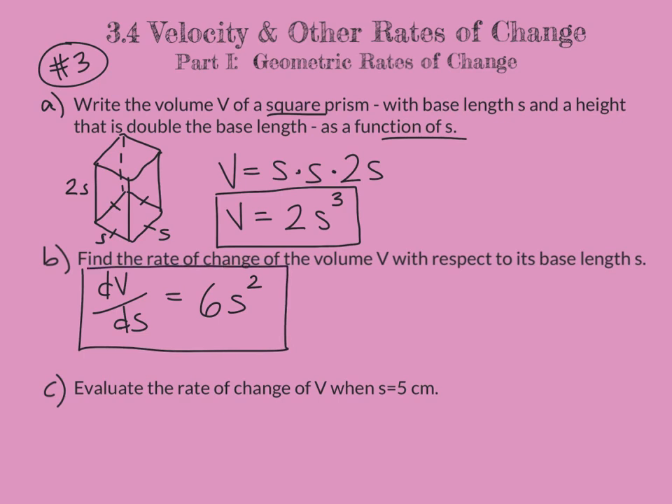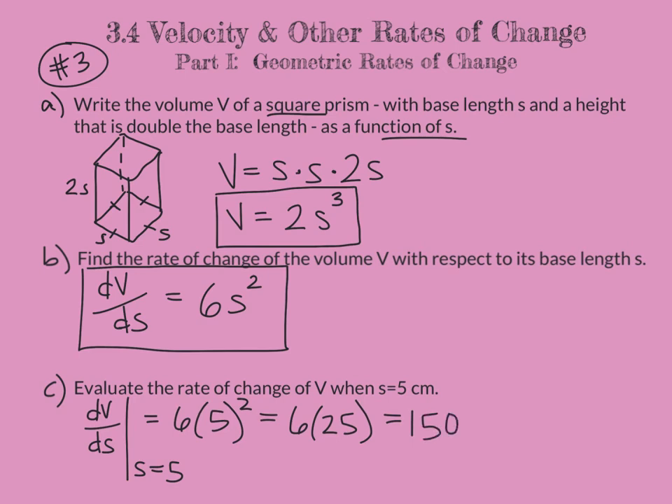For part C, we want to evaluate this rate of change of V. So evaluate dV ds when s is 5. So this is going to be 6 times 5 squared, which is 6 times 25, which is 150. Now this is a rate of change. The units would be the volume units divided by the s units, the base length.